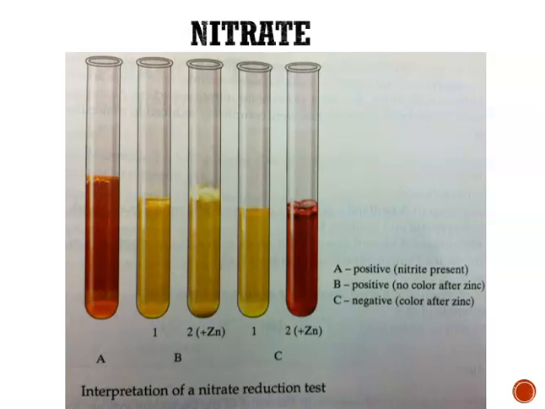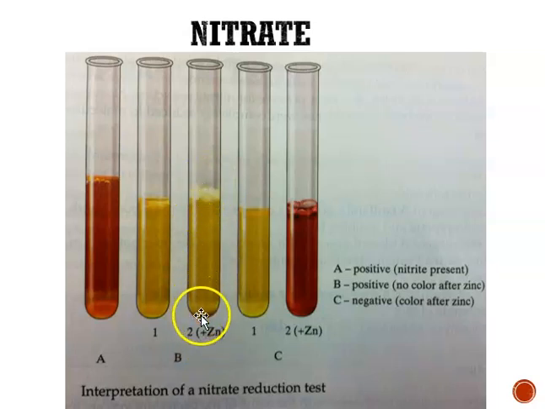So here's some interpretation of those different results. So you've got your original tube. So A is positive. So that means the bacteria reduced nitrate to nitrite. You've got a red result. You're done. However, if you add your reagents and you've got a clear result, or it's not changed color, then you don't know which is the case. Did the bacteria not reduce, or did it reduce further to nitrogen gas? So then we have to add the zinc dust.